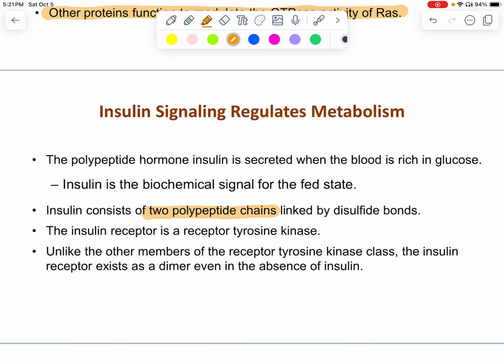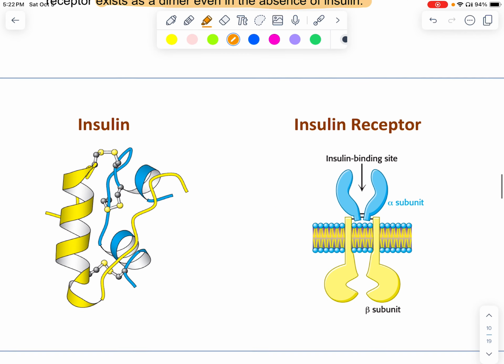The insulin receptor is a receptor tyrosine kinase. So again, it's going to phosphorylate those tyrosine hydroxyl groups, like the earlier one we looked at. A difference in this versus the last one is that this one exists as a dimer even in the absence of the insulin. So it is a dimer from the start. Let's take a look at why.